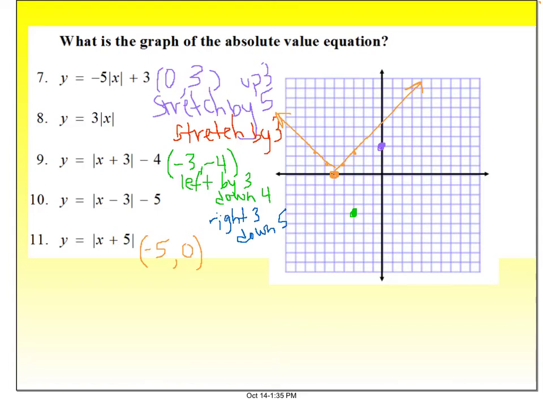There's my graph. In order to go from my origin to my vertex, I had to move left 5. Did I move up or down at all? No, I'm right there. So all I've done is I moved left 5. I didn't stretch or compress because, again, my slope is just 1. So that is all that I did.